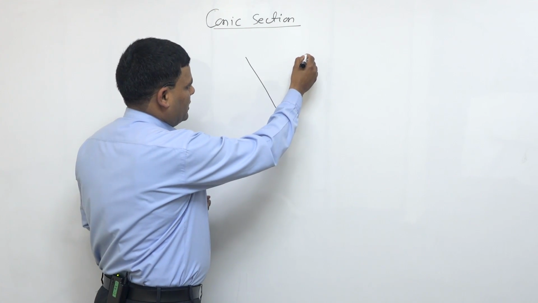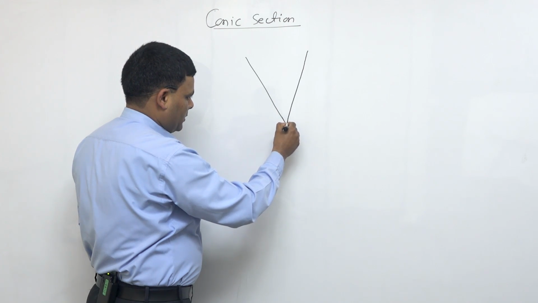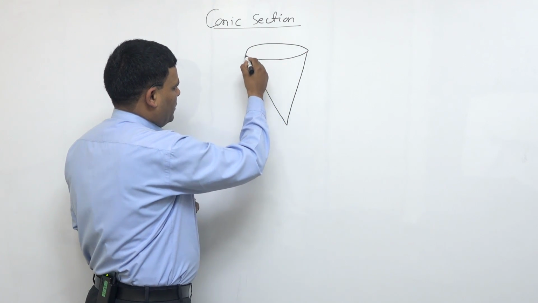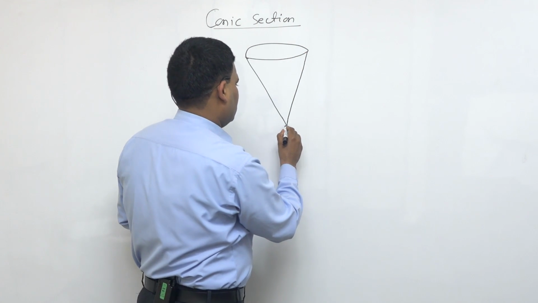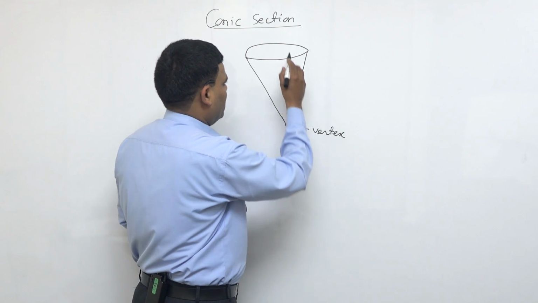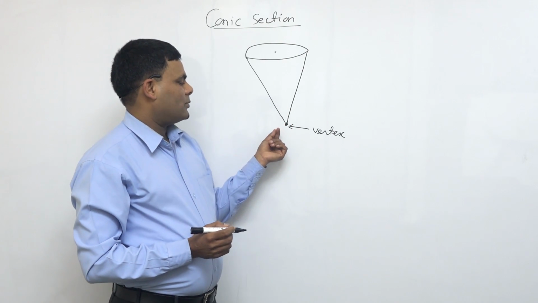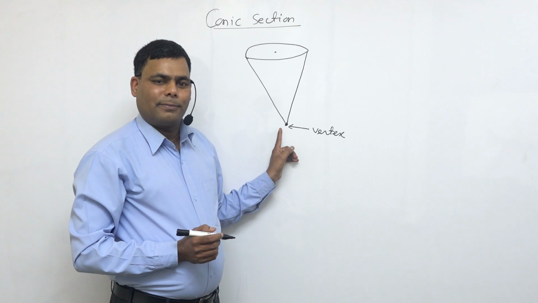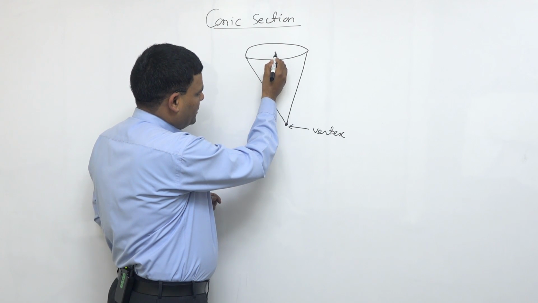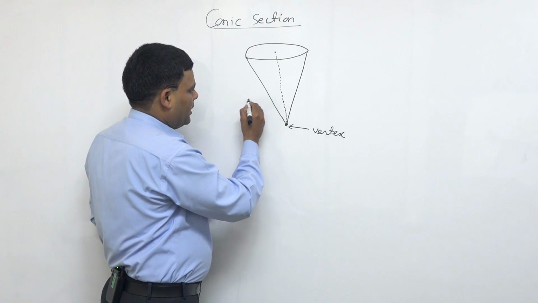A cone is a three-dimensional geometric shape that traverses from a point to a circular base, and this point is called the vertex. This is the circular base, and this is a right circular cone. This point where the lines meet is called the vertex, and the line that passes through the center of the circular base and the vertex is called the axis of the cone.